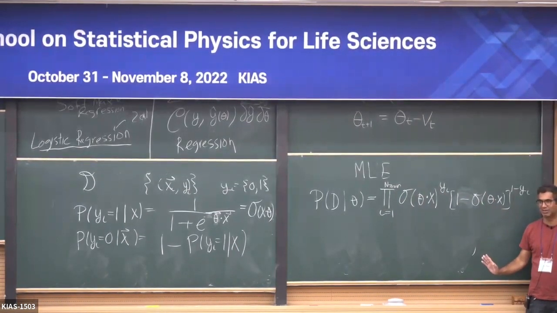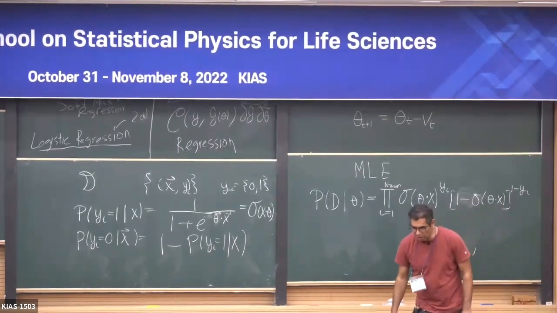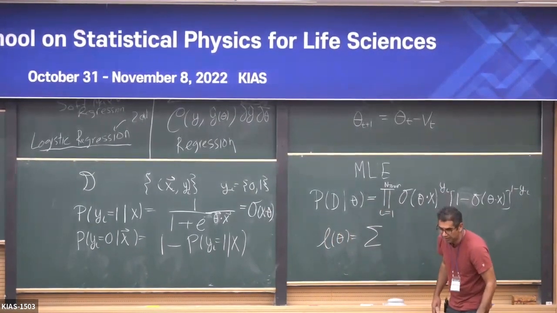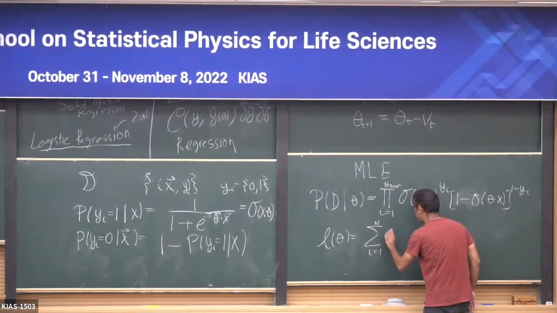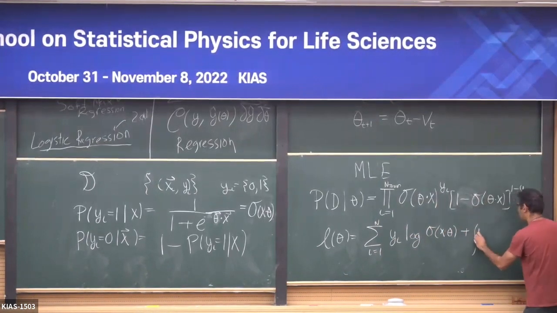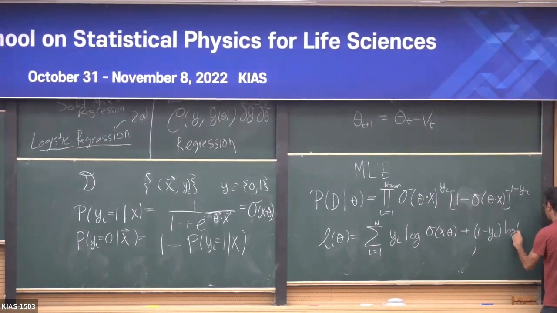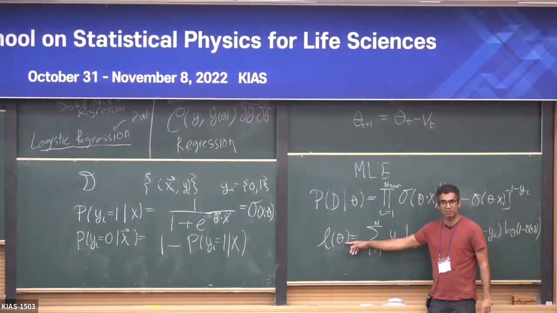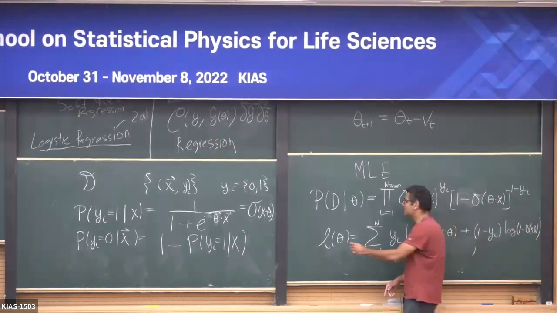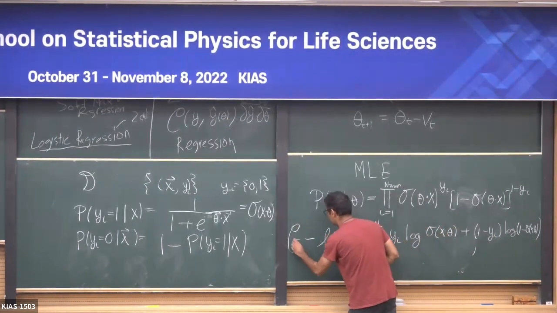Everyone okay with log likelihoods? So I take the log of this thing, and what I get is the sum from i equals 1 to n of yi log of sigma of x dot theta plus 1 minus yi log of 1 minus sigma of x dot theta. All I did was take the log likelihood. But now, this is what I maximize, while the cost function is minus the log likelihood, because cost functions are minimized. So minus log likelihood, which is the cost function, looks like this.